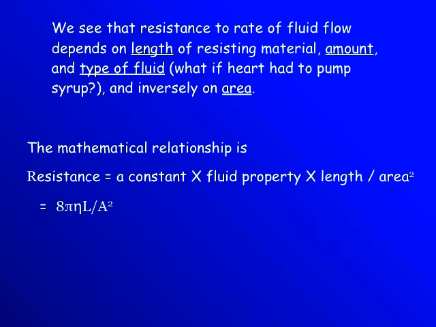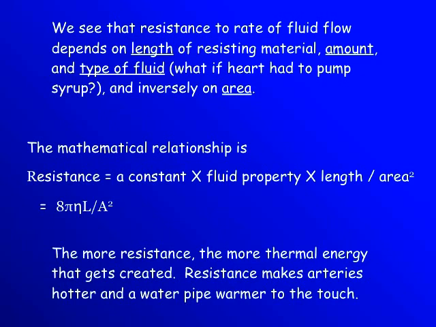That's 8 pi, that's your constant. That's not an n, that's an eta, the Greek letter eta, which is the fluid property, times L, the length, divided by the square of the cross-sectional area, is the formula for the resistance of a fluid through a tube. The more resistance, the more thermal energy that gets created. So resistance makes arteries hotter and water pipes warmer. So a corroded copper pipe will be warmer than a smooth plastic PVC pipe with the same water flowing through.